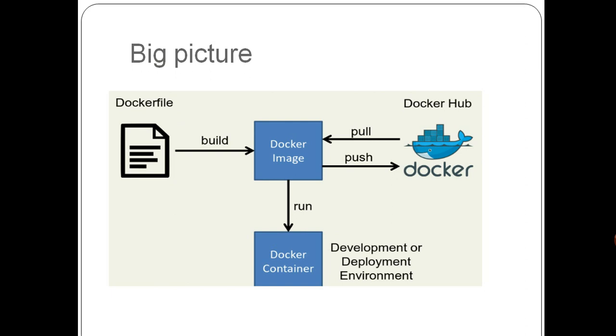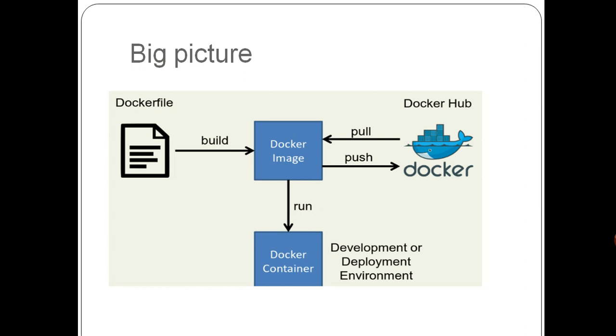Here is the big picture of Docker. If we build an image for our own application, we have to have a Dockerfile, and the Dockerfile has all the required information to build an image. So first we need to prepare a Dockerfile, and when we build the Dockerfile, the Docker image will be created, and when we run the Docker image, the Docker container will be created.